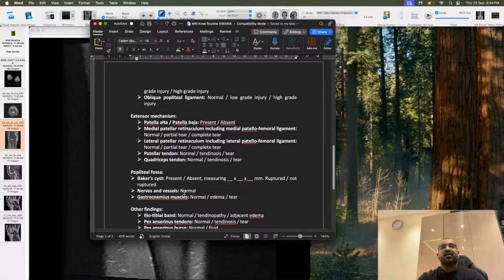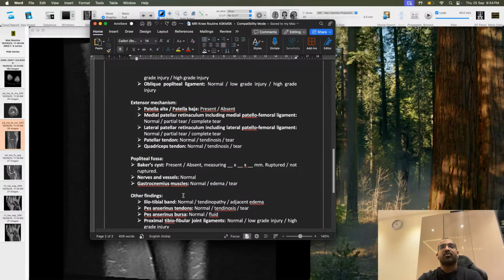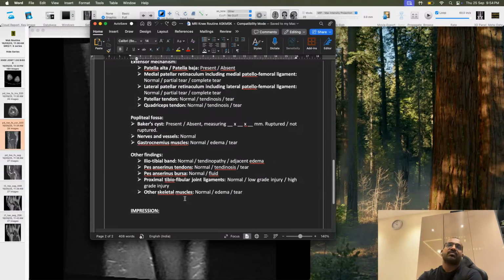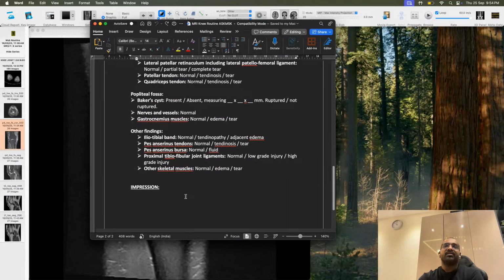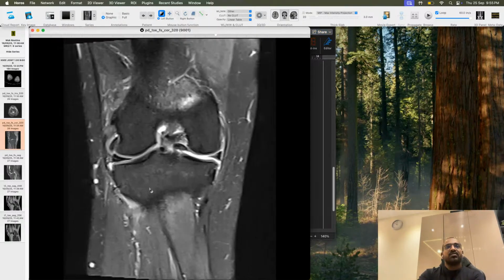Nerves and vessels, how are the nerves and vessels in the popliteal fossa, gastrocnemius muscle, and other findings like the iliotibial band, whether there is any inflammation or thickening and tendinopathy, pes anserinus bursa, pes anserinus tendons. What are the pes anserinus tendons? Three tendons, like ropes: sartorius, gracilis, and semitendinosus. These are the pes anserinus tendons. And the proximal tibiofibular joint, how is it, and other skeletal muscles.